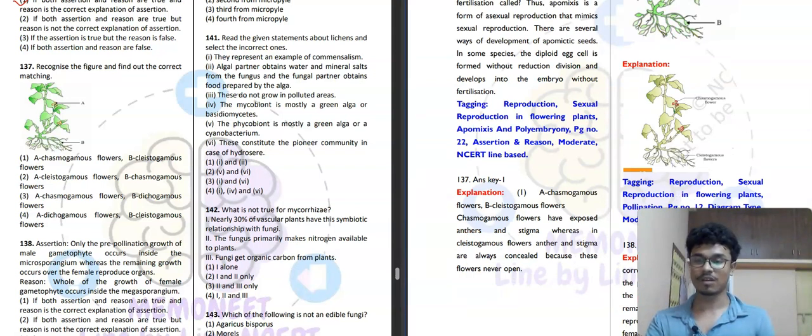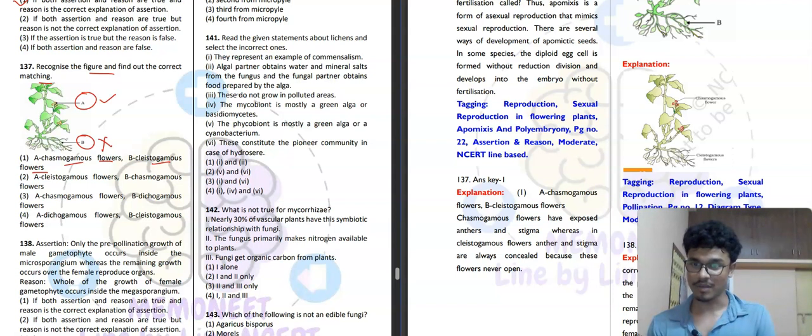Okay, so recognize the figure and find out the correct matching. First one is, this figure is given for a chasmogamous flower, and this A is given for chasmogamous flower, and this B is given for cleistogamous flower. This does not open at all.